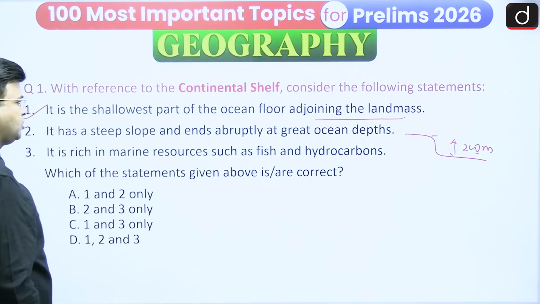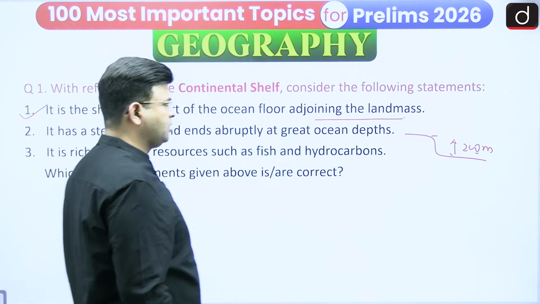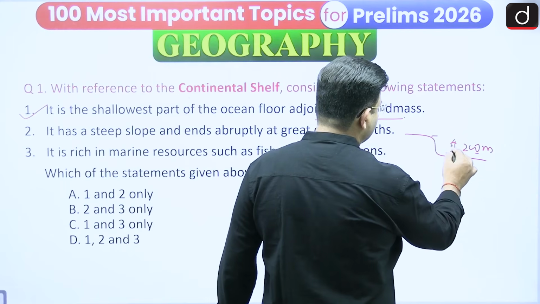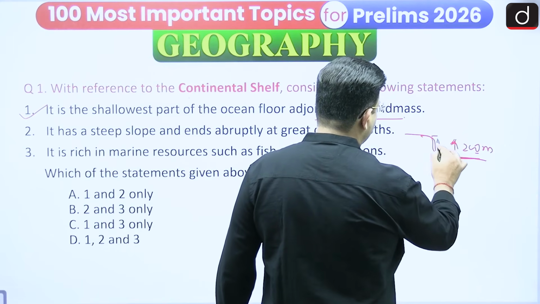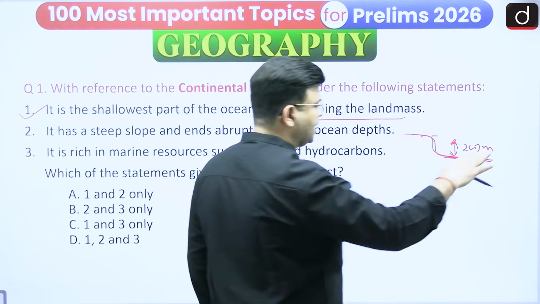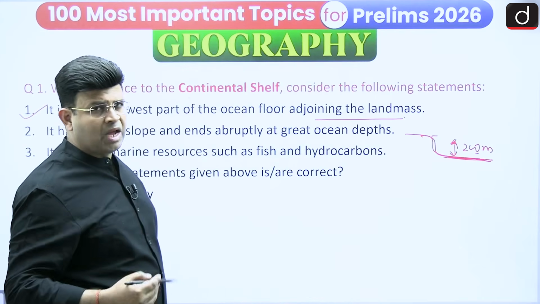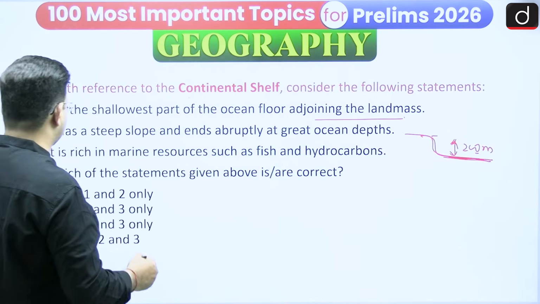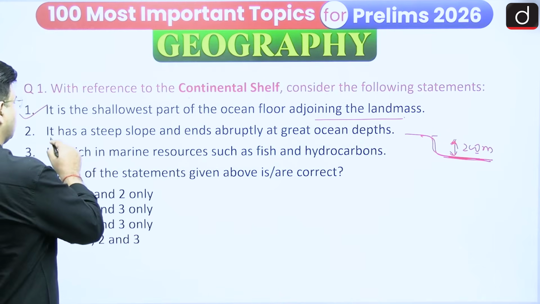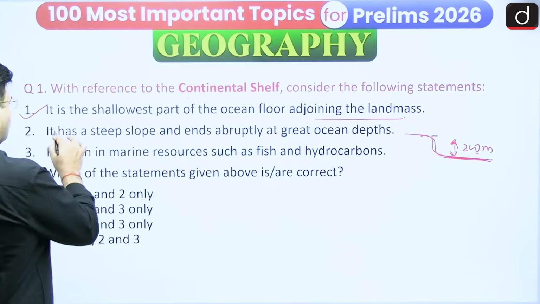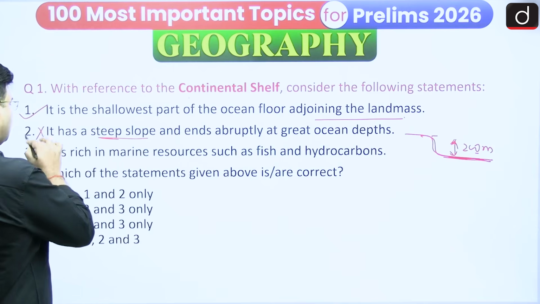Second, it has a steep slope and ends abruptly at a greater ocean depth. No, its average depth is only 200 meters, and it is fairly flat. Its slope is around 2.5 degrees or something like that. So the statement that it has a steep slope is wrong.